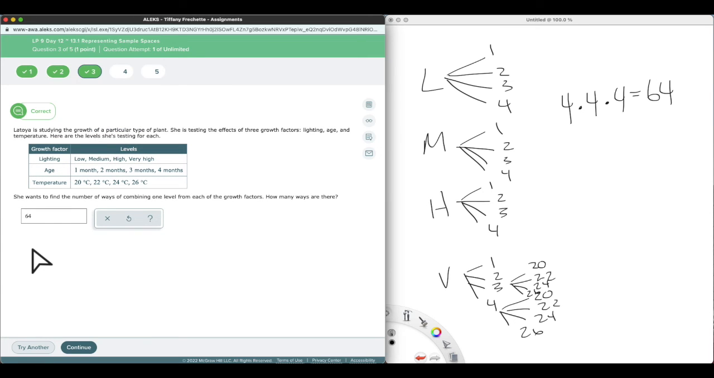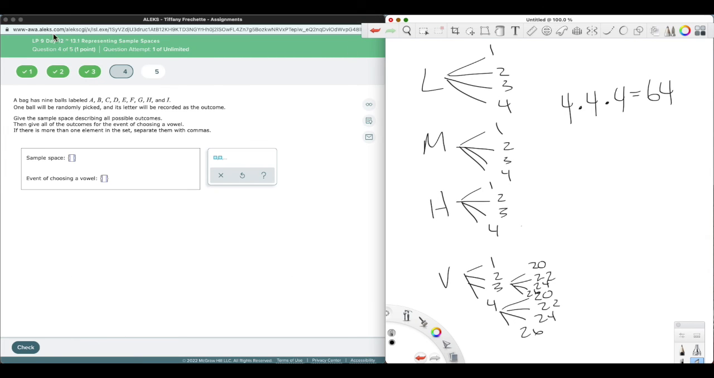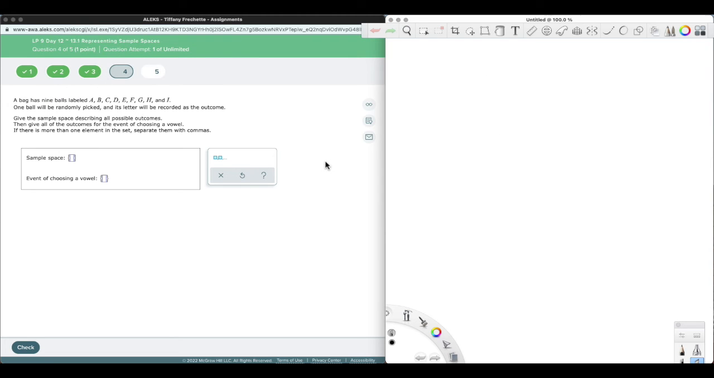All right, let's see. We have determine a sample space and outcomes for a simple event for the next one. So we're going to delete that guy just so I can have a free space here. A bag has 9 balls labeled A, B, C, D, E, F, G, H, and I. One ball will be randomly picked and its letter will be recorded as the outcome. Give the sample space describing all possible outcomes. Then give all the outcomes for the event of choosing a vowel. If there is more than one element in the set, separate them with commas.